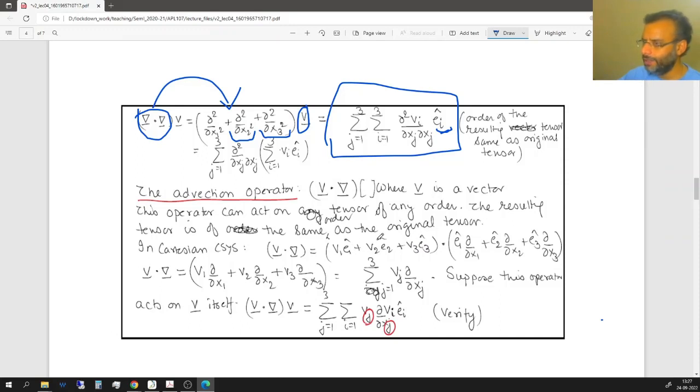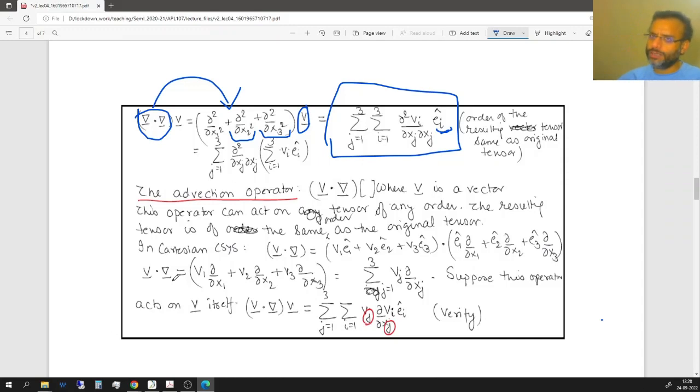Potentially, when you expand it fully, you will have first 9 terms, and then you can simplify that using the product rule of differentiation and realizing that E1, E2, E3 will not change with spatial coordinates, and so on. Eventually, you should get three surviving terms: V1 del/del x1 plus V2 del/del x2 plus V3 del/del x3, which in compact form can be written as Vj del/del xj, summation. Now, this V dot del operator can act on a tensor of any order.